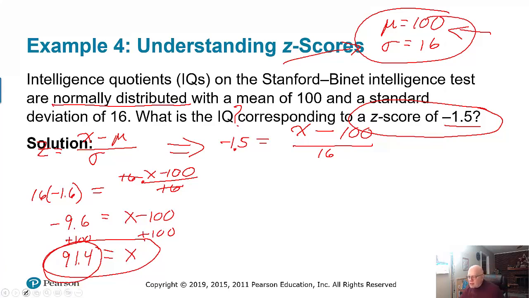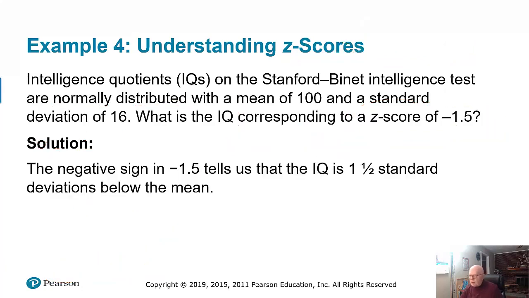Let's clear that so it doesn't look so cluttered as we move on here. Clear that, come on. There we go. Erase the ink. All right. So just a little bit of a review. The negative sign in negative 1.5 says the IQ is 1.5 standard deviations below the mean because of the negative.